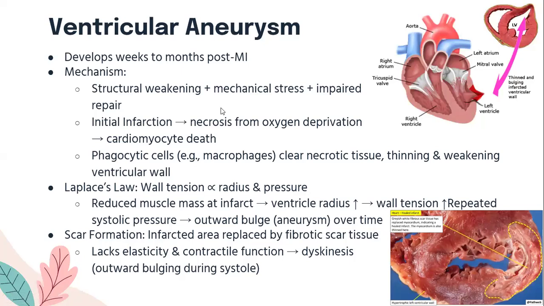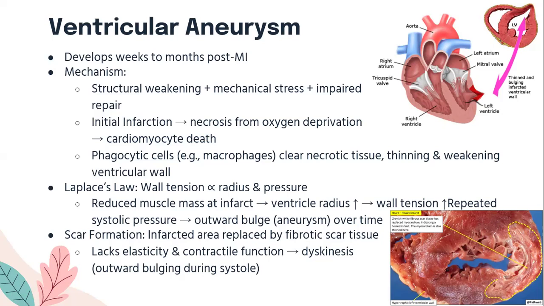So let's take a look at ventricular aneurysm. A left ventricular aneurysm typically develops weeks to months after an MI, myocardial infarction. So the sequence leading to aneurysm formation involves a combination of structural weakening, mechanical stress, and impaired repair mechanisms in the infarcted area. Initial infarction and tissue weakening.